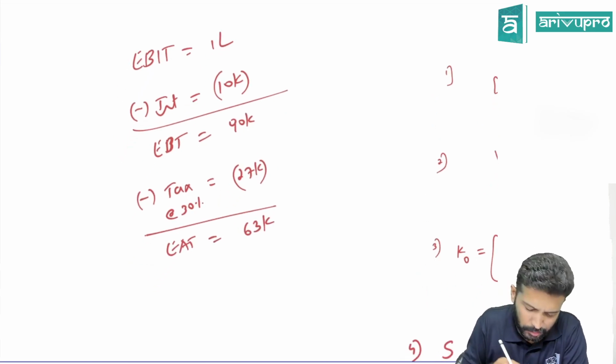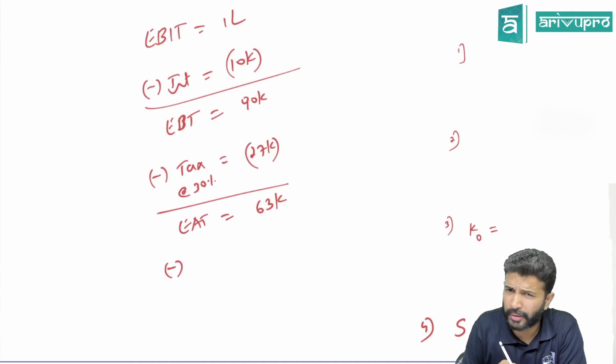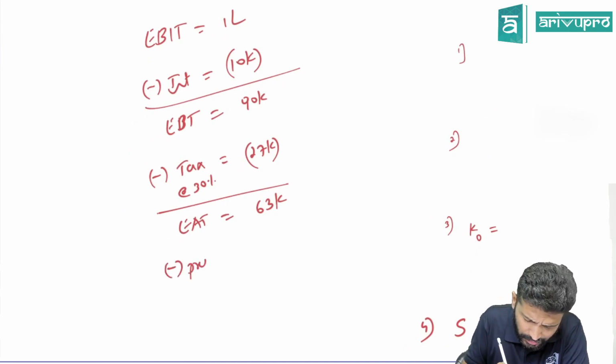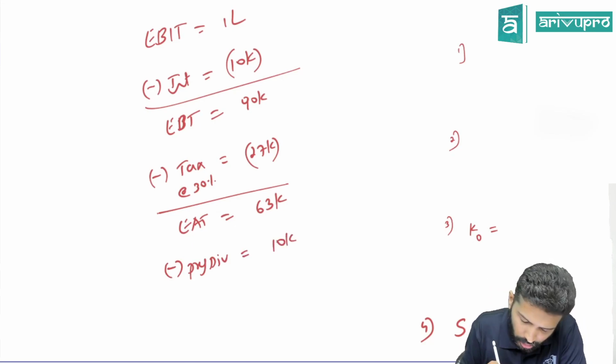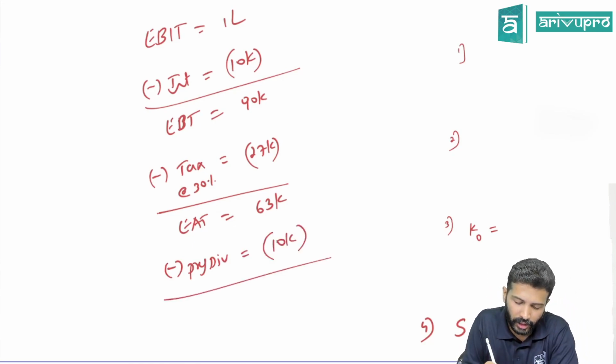63,000. In this problem, generally preference shares will not be there. Even if it is there, simply maybe I'll write. Let's say preference dividend is 10,000 rupees. Assumption. So after deducting preference dividend, how much remains?